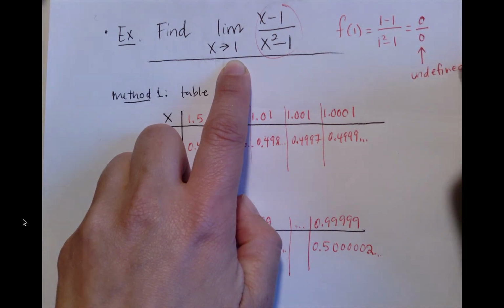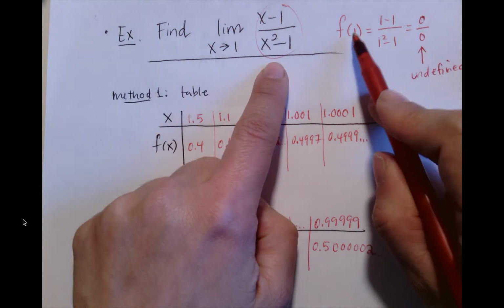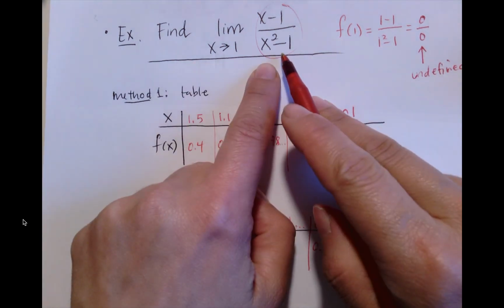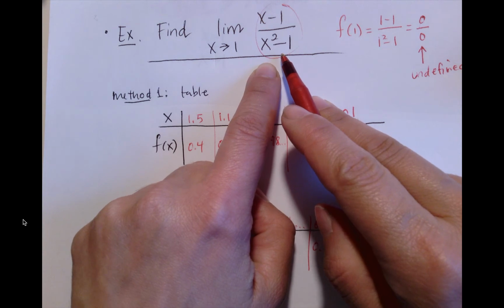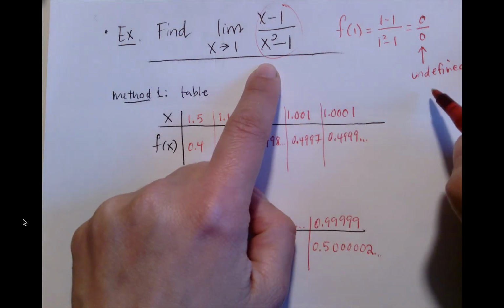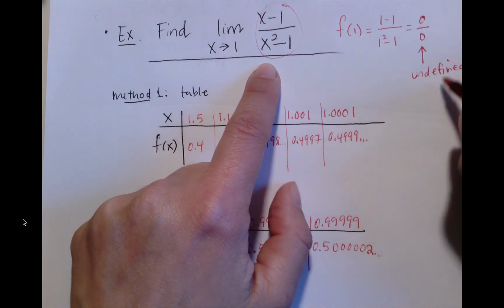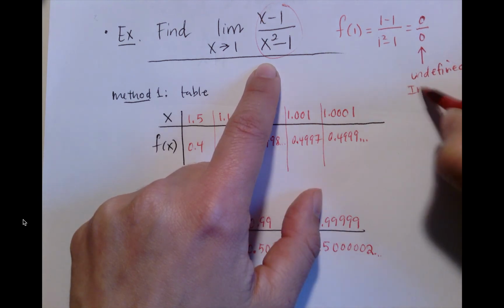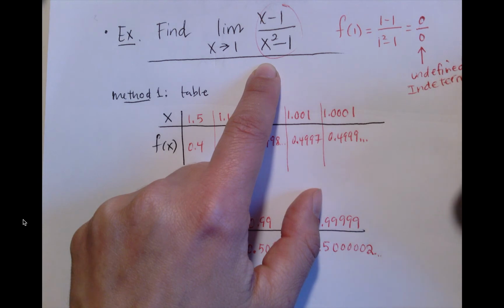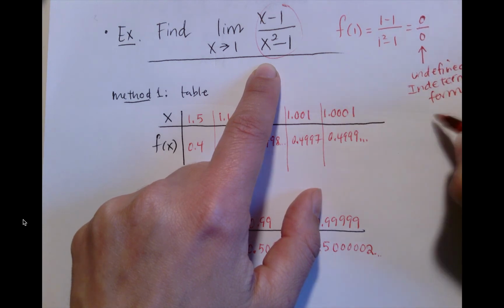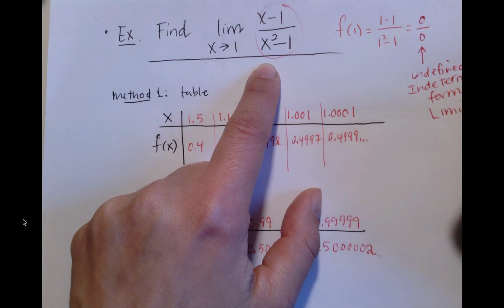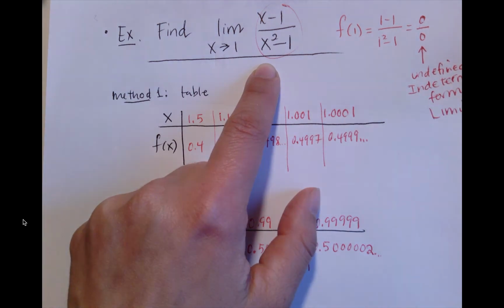So I instantly know that 1 is not in the domain of my function. That does not mean the limit doesn't exist. That just means that my function isn't defined there. That's all. And this is what we call an indeterminate form. So we just leave a question as to what is the limit. Well, indeterminate form is like no info.